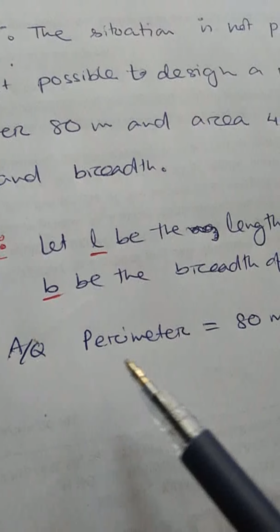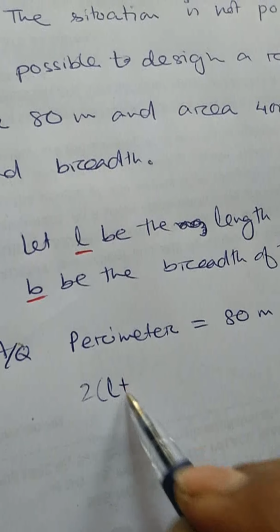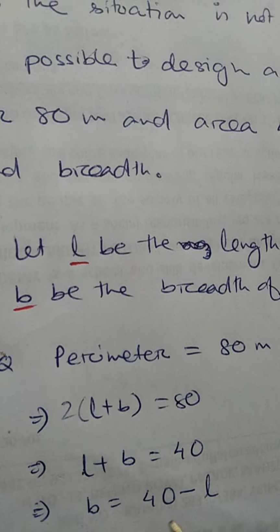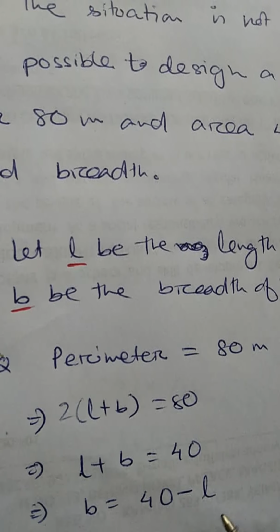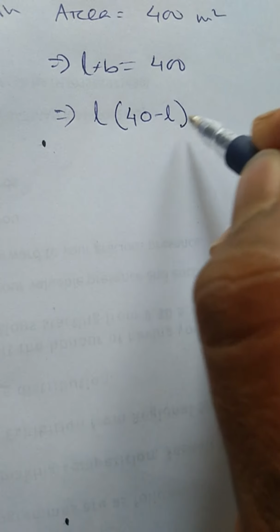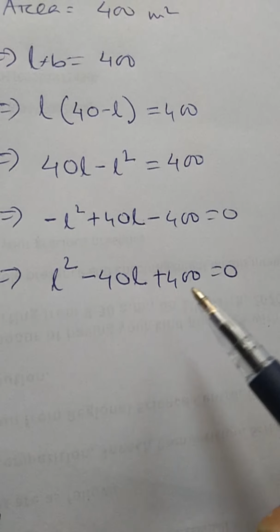So then the perimeter, as it is 80, so you can write 2 into (L plus B) equals to 80. So you can get B equals to 40 minus L. Next, area is 400 meters square, so we can take L into B equals to 400. Now in place of B, we will put the value from previous equation, that is 40 minus L. L into (40 minus L) equals to 400, and we can get this quadratic equation, L square minus 40L plus 400 equal to 0.